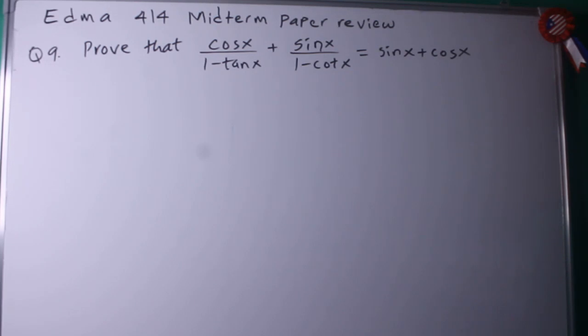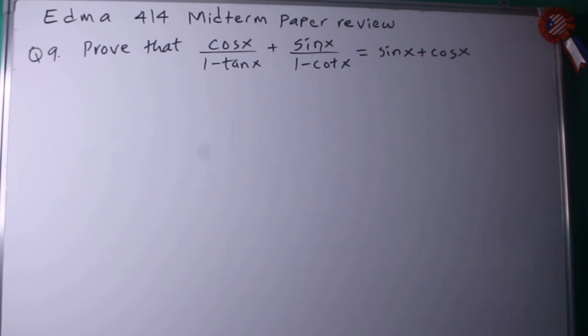For question number 9 on the midterm paper, we were told to prove that cos x divided by 1 minus tan x, plus sin x divided by 1 minus cot x, is equal to sin x plus cos x. For these kinds of trigonometric identities, we normally take the most complicated part and try to simplify it to show that it equals the least complicated part. So we're going to work on the left-hand side to see if we get sin x plus cos x.